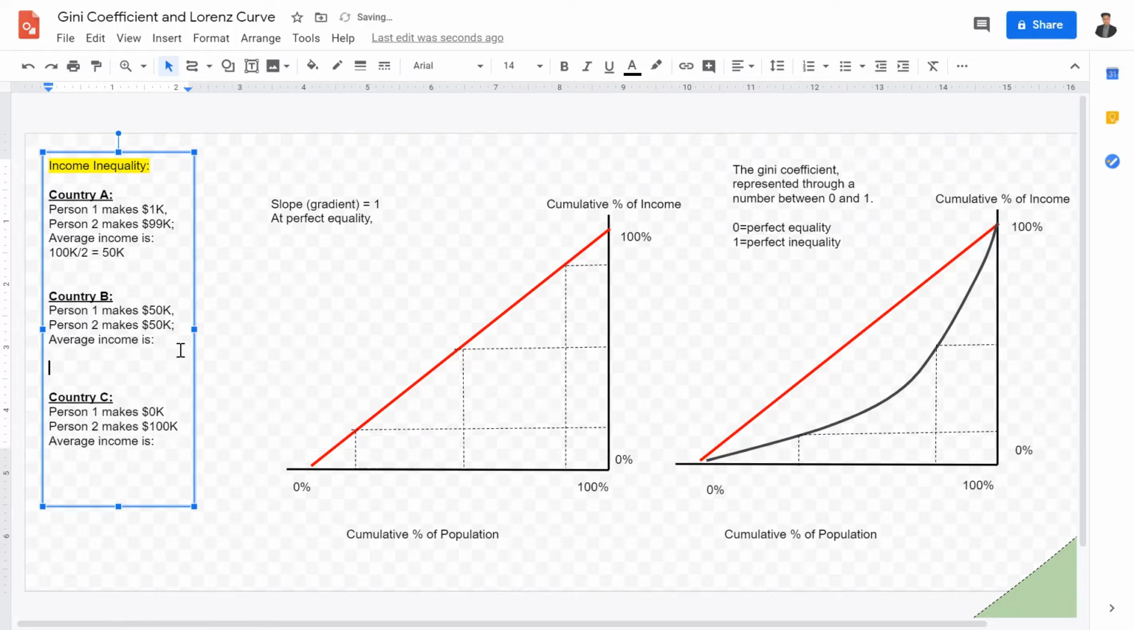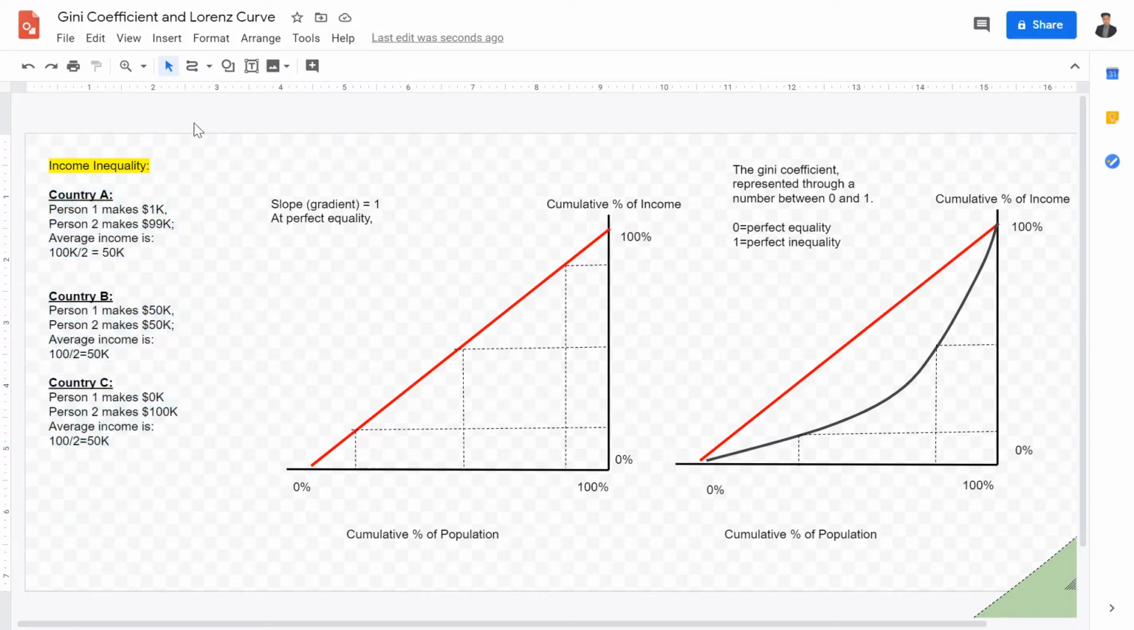Now country B, once again, has two people, each person making 50K. So 50 plus 50 is 100, divided by 2 is once again 50K. Now a third example: one person makes $0, another person makes $100,000, so 100,000 divided by 2 is still equal to 50K. So from these three country examples, we all get 50,000 as the average.